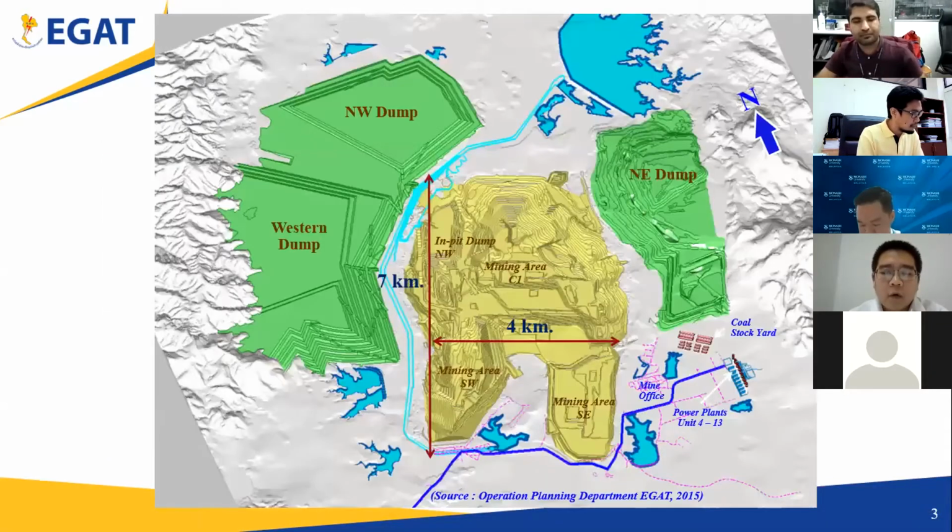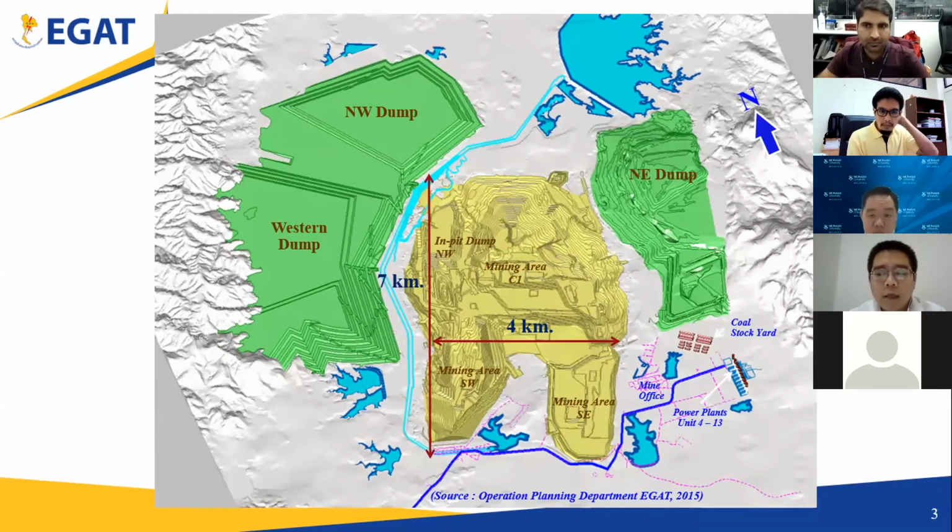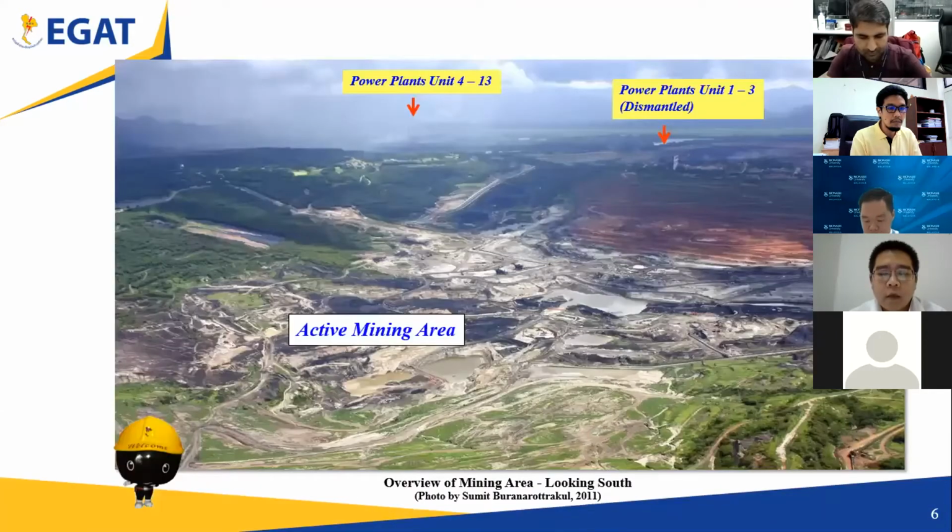Mammoth Mine has the total economic reserve of coal 800 million tons. The coal production is about 16 million tons per year. The mine has a maximum width of about 4 kilometers and a length of 7 kilometers. This picture shows the active mining area looking from north to south. At present, the pitfall is about 300 meters below the ground surface.